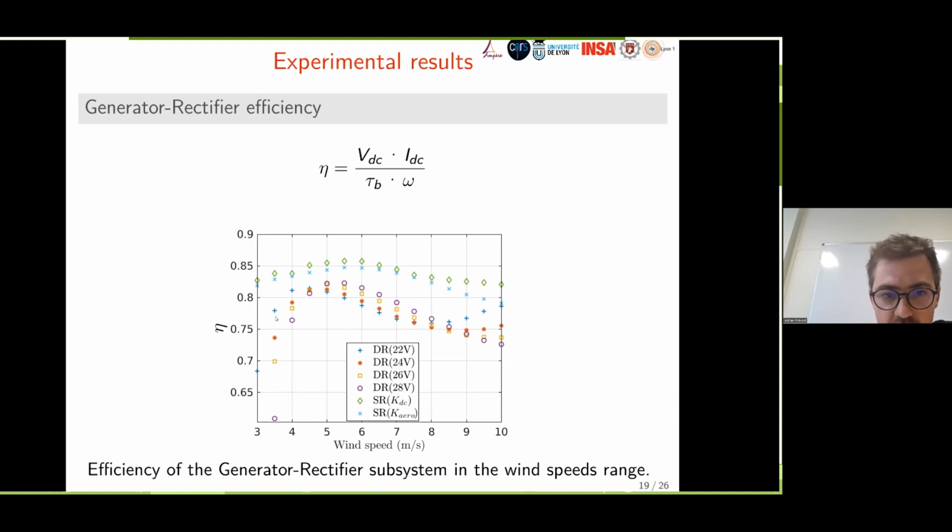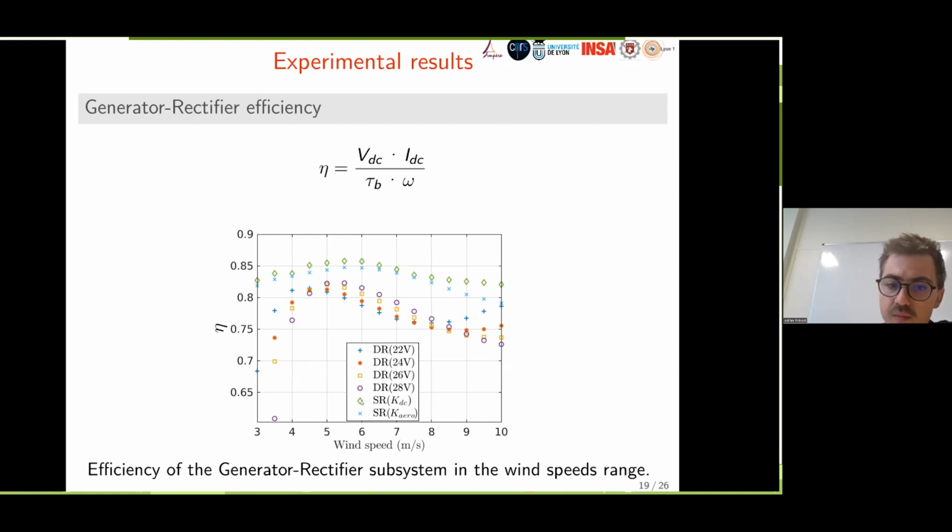We can see that the efficiency is maximized between 4 and 6 meters per second of wind, which means that the work of impedance matching was well done by the designer of the wind turbine. And then it vanishes a little bit, but it still stays good.